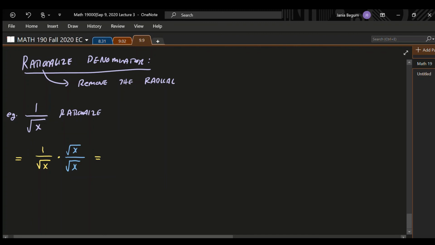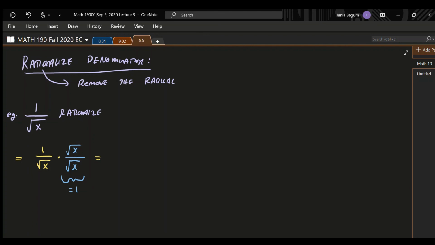good. So that's the idea. So the idea is you don't want to change the value of the expression. You just want to rewrite it in a way that it removes the radical from the denominator. So by multiplying by this magical number, well, that's really 1, right? Because square root of x over square root of x is 1. So you don't really change the meaning of the fraction. You're just modifying it and rewriting it.